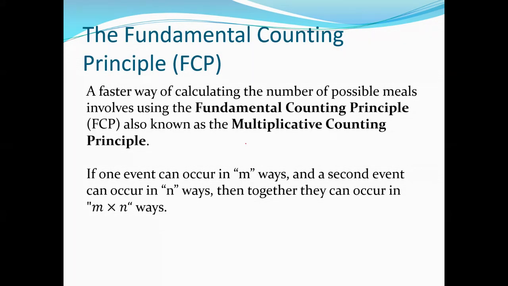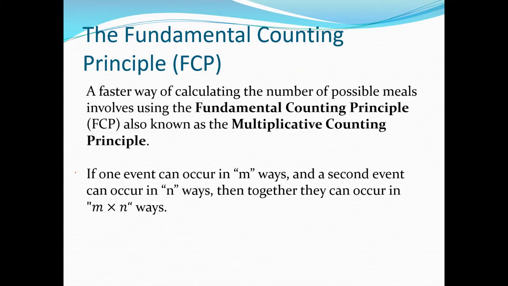So the principle we just used there has a special name. It's called the fundamental counting principle. You also might see it in different resources as the multiplicative counting principle. And it says this: if one event can occur in m ways, and a second event can occur in n ways, then together they can occur in m times n ways.